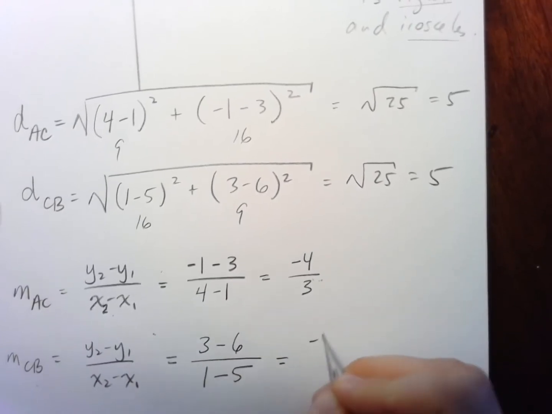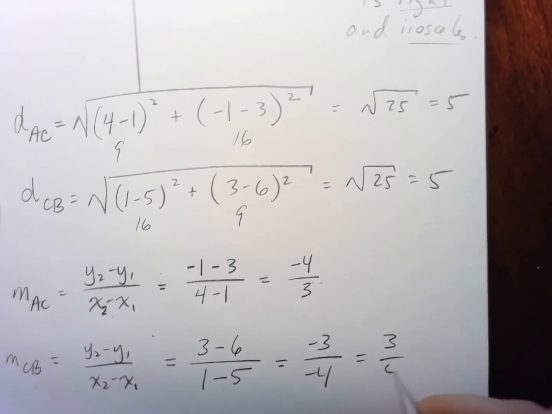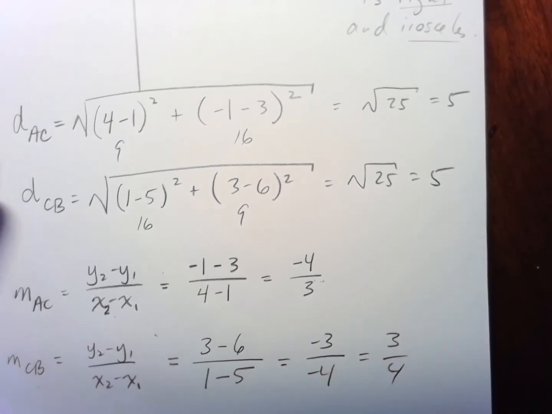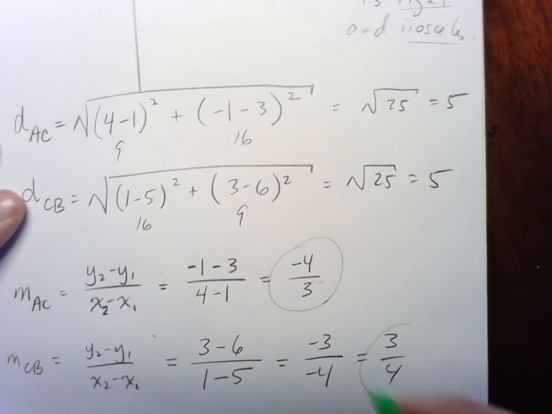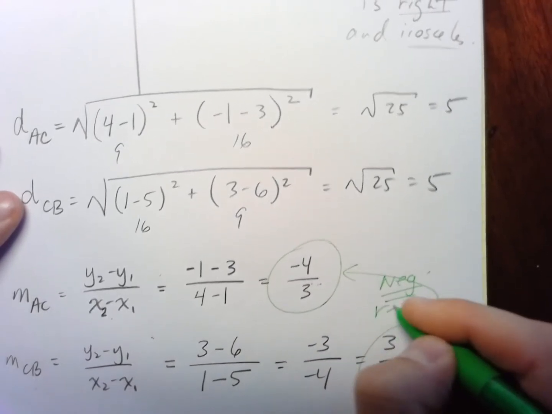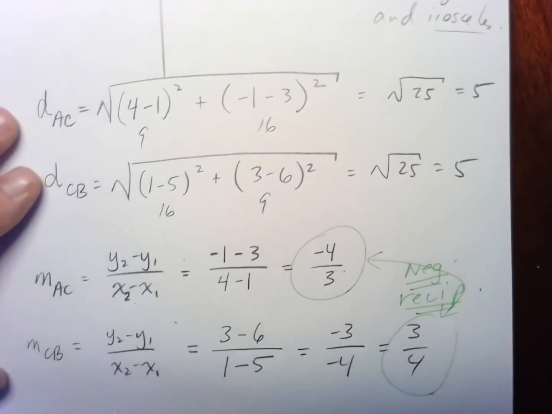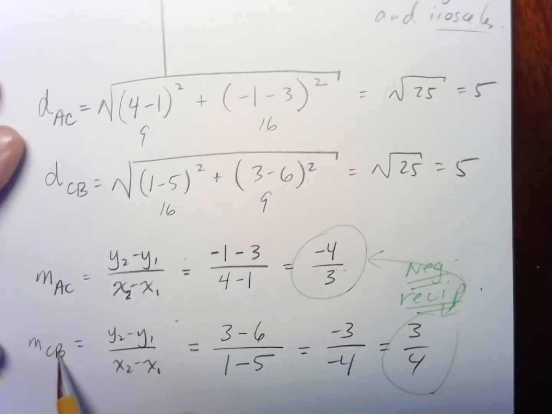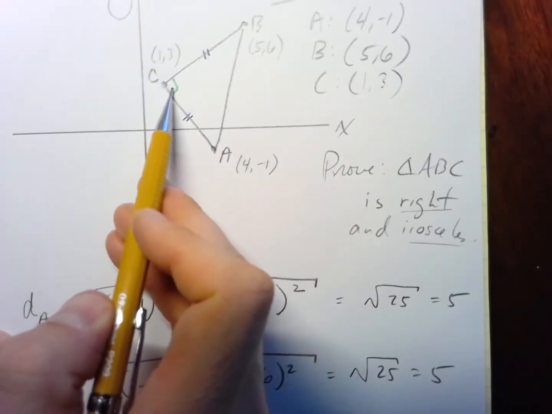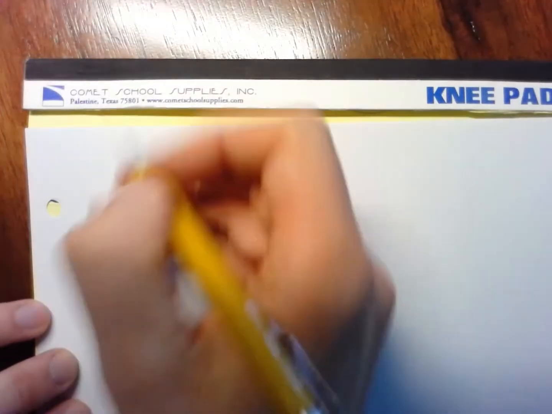3 minus 6 is negative 3. 1 minus 5 is negative 4. So this becomes a positive 3/4. And lo and behold, these numbers are negative reciprocals of each other. Okay, so we know that now these two are perpendicular, which shows me that those are perpendicular. And so the way that we would write all of this up in a proof, let's just think about how we would write this up in a proof.